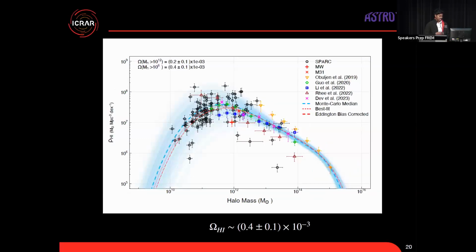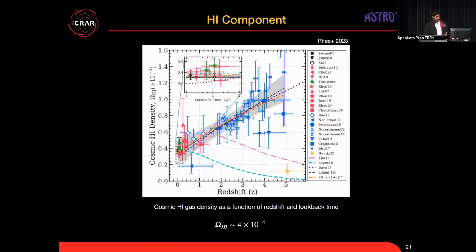And again, this we can multiply with the halo mass function and get a plot of rho H1 as a function of halo mass. And I get an omega H1 value of 0.4 times 10 to the power minus 3. And similar to stellar, even for H1, there have been studies conducted using other methods where we can get very good omega H1 measurements. In the inset plot, you can see that at redshift 0, the measurements are around 4 times 10 to the minus 4, which is again quite consistent with what I said.